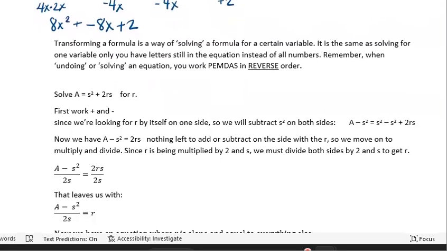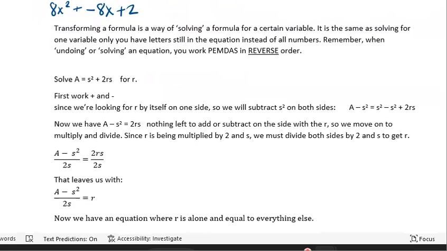All right, so transforming a formula is a way of solving a formula for a certain variable. It's the same as solving for one variable, only we're going to have only letters to work with instead of numbers that we're actually going to do computations with. So remember that when we are solving an equation or undoing an equation, we're going to work PEMDAS in reverse order. So here in this one, area is side squared plus 2RS.